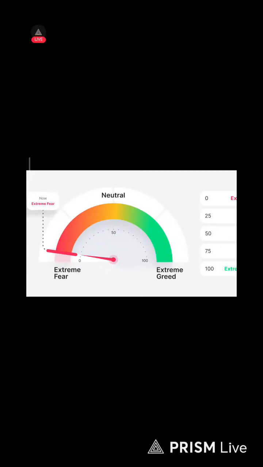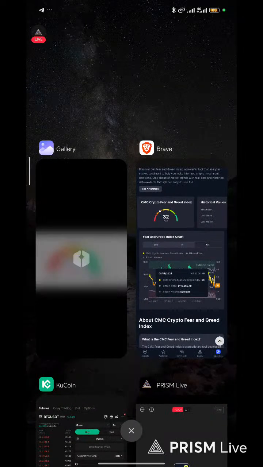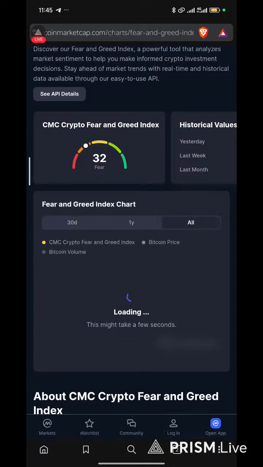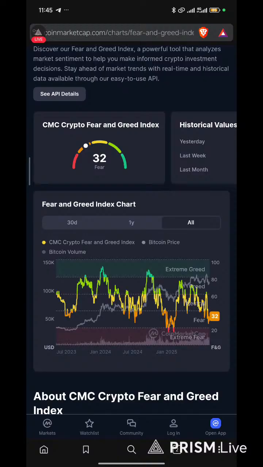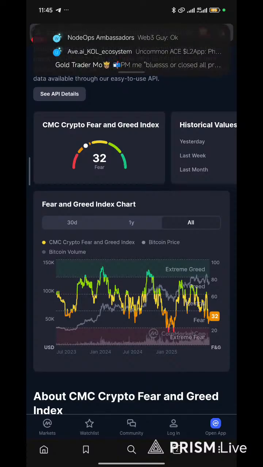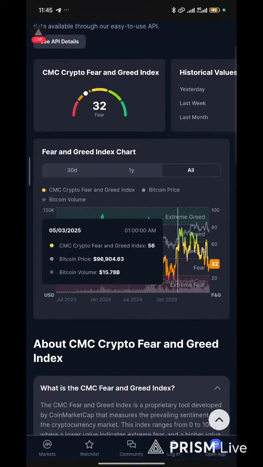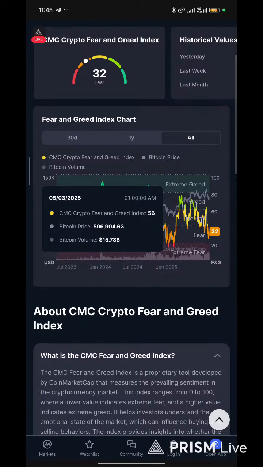So now let's go back to our browser, our CoinMarketCap. This CoinMarketCap crypto fear and greed index is not just calculated from the candlesticks and all those kinds of stuff, though those contribute. The main factors from which it is calculated are volatility, market volume, social media trends, dominance of Bitcoin, and Google search data.